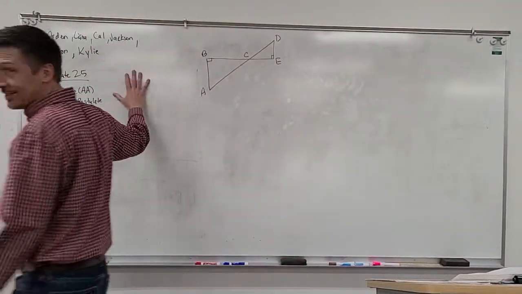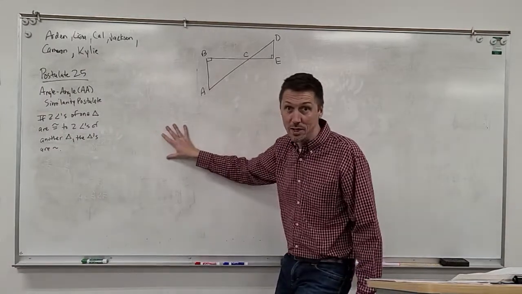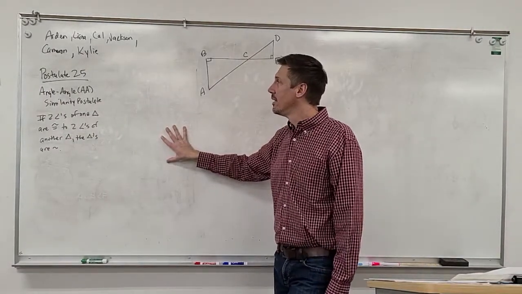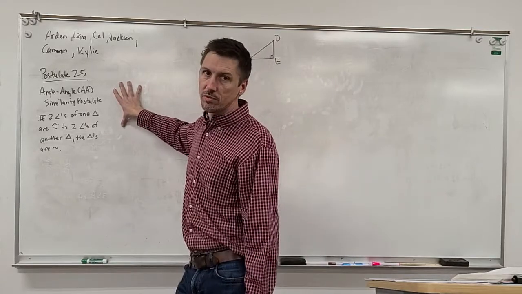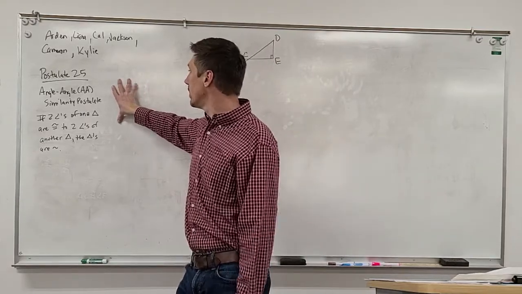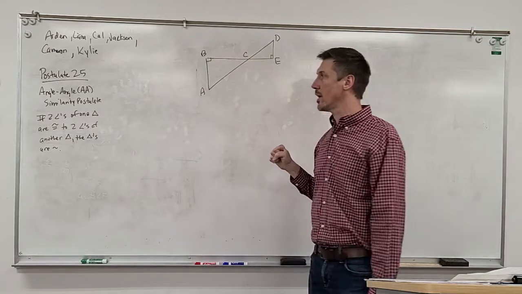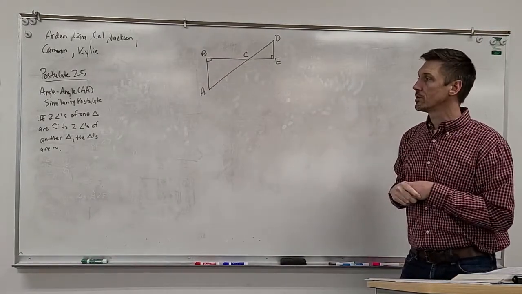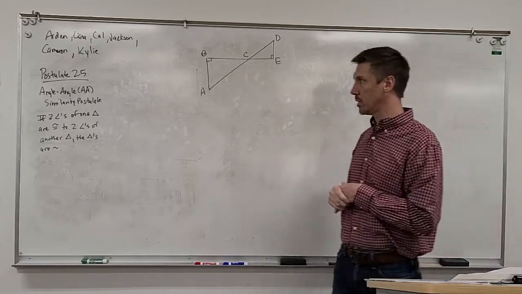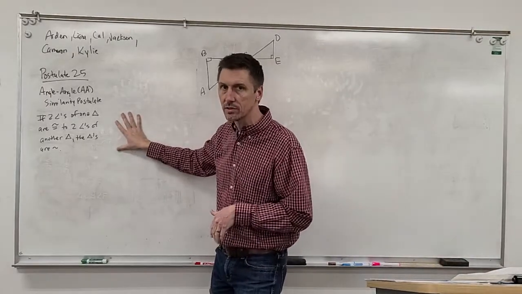Okay, so just to recap, for those of you that are at home, we've got a new postulate that we can use to prove similarity. If we can prove that two corresponding angles in two triangles are the same, then we can say that those triangles are similar. So that's what postulate 25 tells us.